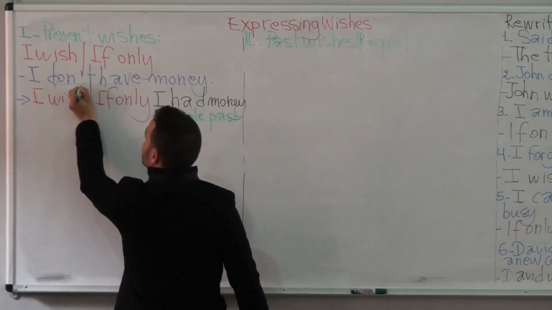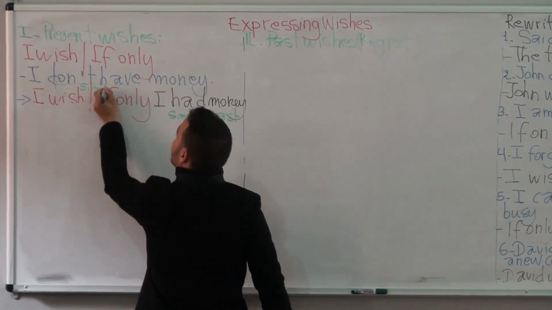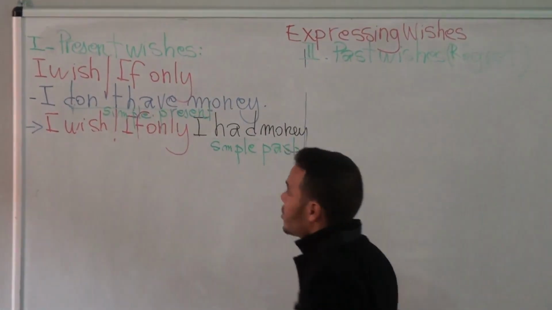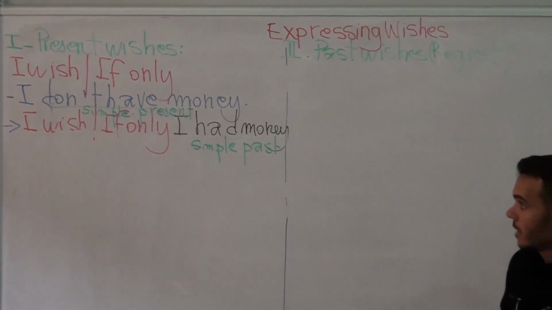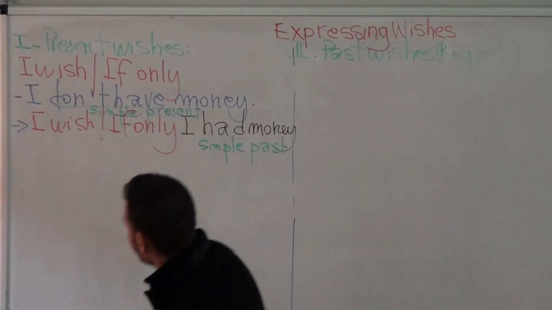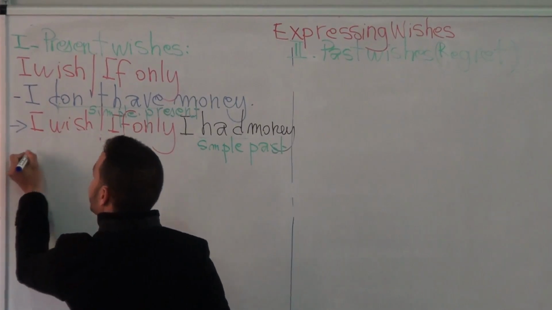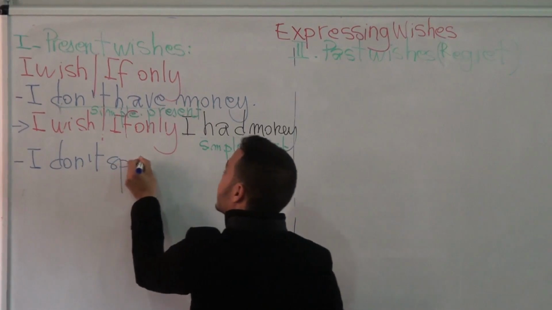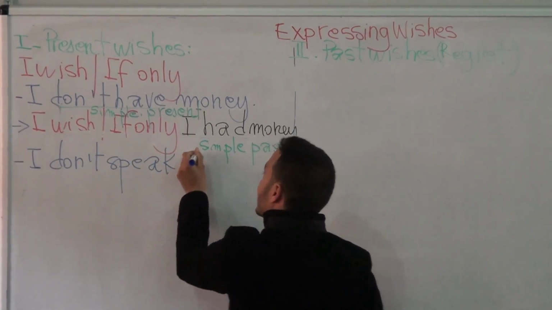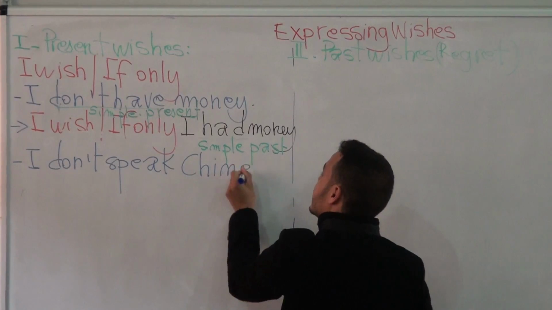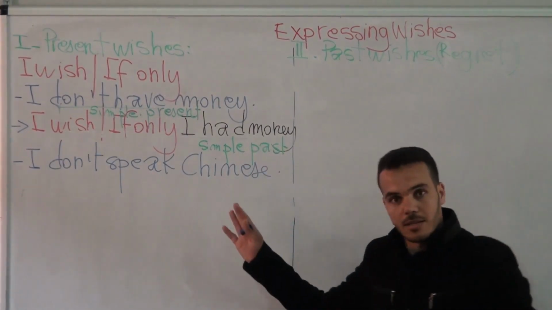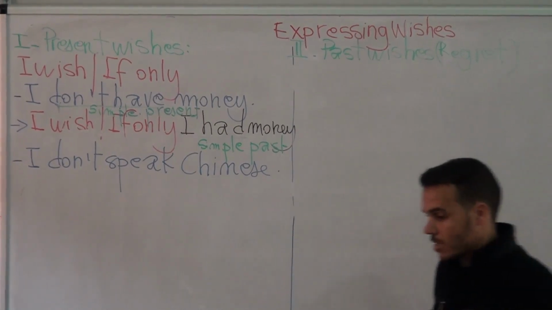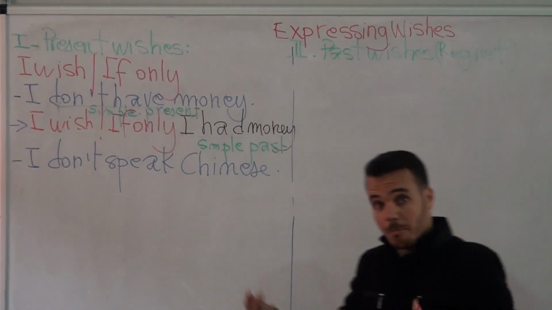So, as we said, this is simple present. It changes into the simple past. Another example, I don't speak Chinese. This is my reality. This is my present situation. Actually, I don't speak Chinese. So, I am going to wish the opposite.